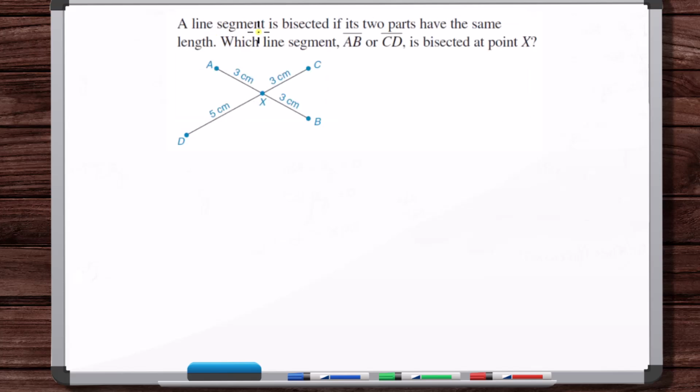A line segment is bisected if its two parts have the same length. Which line segment, AB or CD, is bisected at point X? So AB is bisected. It's divided into two equal parts, but CD is not.